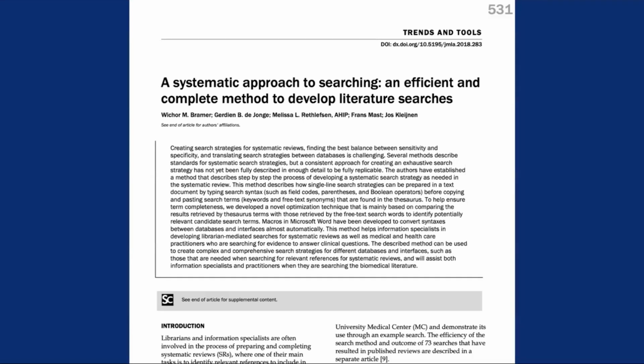The first is a 2018 article by Bramer et al. Bramer is a biomedical information specialist, a librarian, that specializes in and has published research on how to conduct both thorough and efficient systematic literature searches for systematic reviews. This article outlines their approach to developing a systematic review search, and it will be the basis for the content in this video.